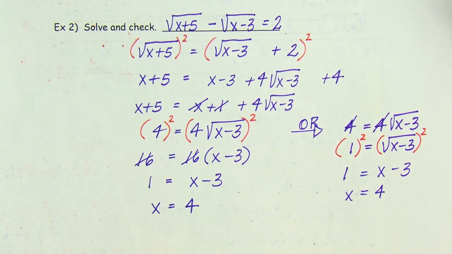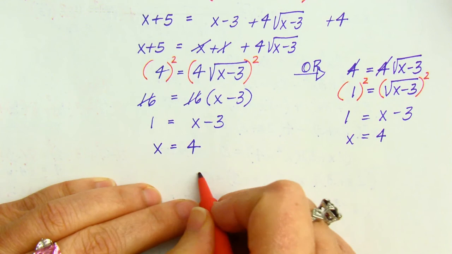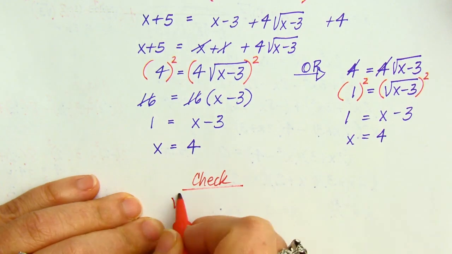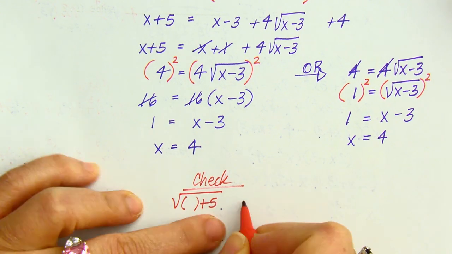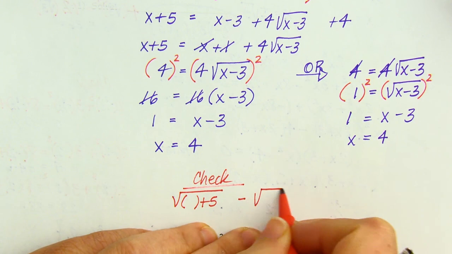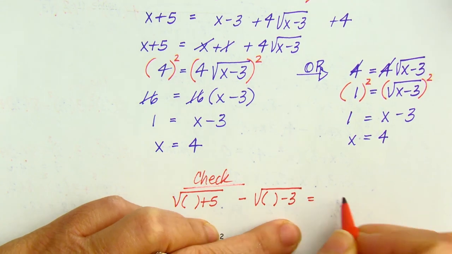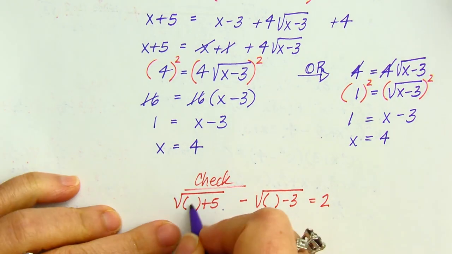All right, I have to check these. Yay for me, I only have one solution, so I only have one check. And remember, you always check in the original. So I've got the square root of x plus 5, subtract the square root of x minus 3, equaling 2. I'm going to substitute my supposed solution of 4.